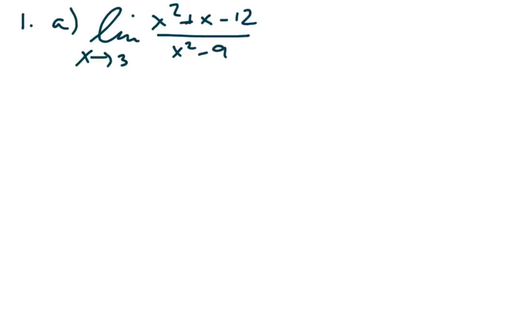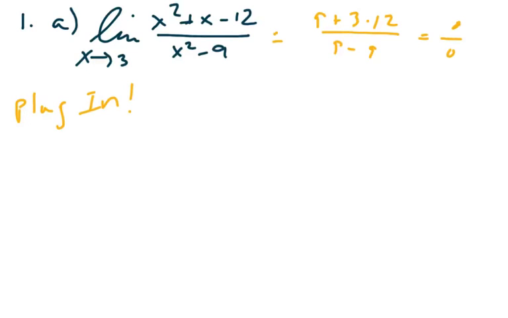So question 1 was the limit as x approaches 3 of x squared plus x minus 12 over x squared minus 9. Now, as with every limit that we have, the first thing that we want to do is plug in. If we plug in, 3 squared is 9 plus 3 minus 12 over 3 squared, which is 9 minus 9. We're going to end up with 0 over 0.